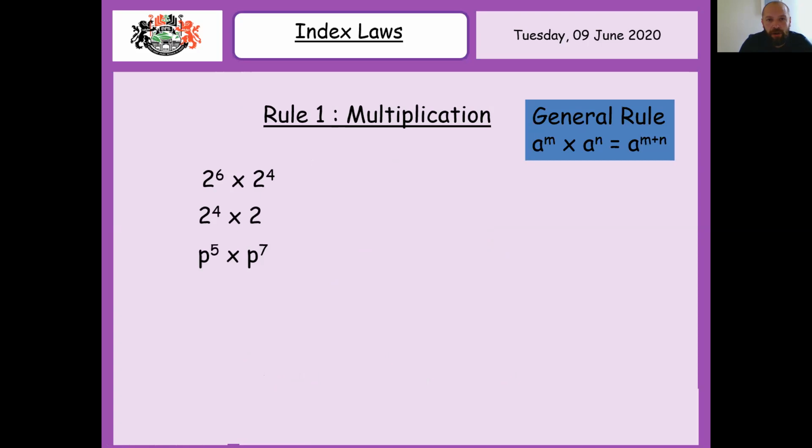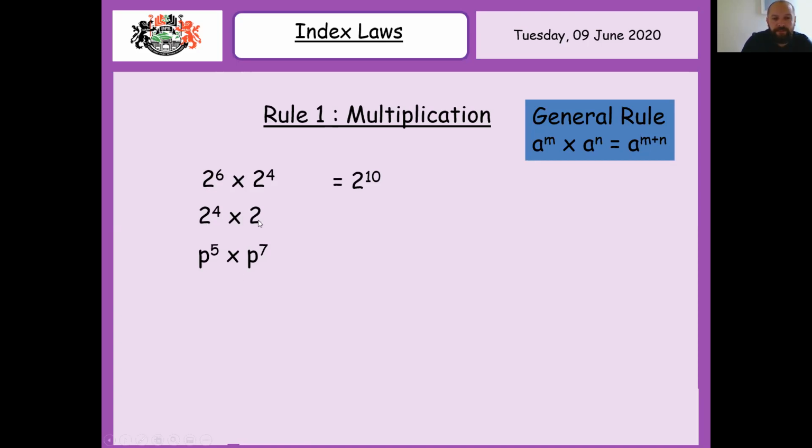So let's make a start on our actual index laws. The first law we've got is the multiplication law. So the general rule up here, if you have a look, tells us that what we're actually ending up doing is adding the two powers together. So when we're multiplying, we check the base value, and then we simply add the powers together. Here the base value is 2, so we can simplify. 6 plus 4 gives us 10, so we end up with 2 to the power of 10.